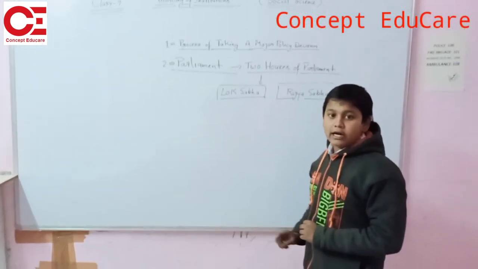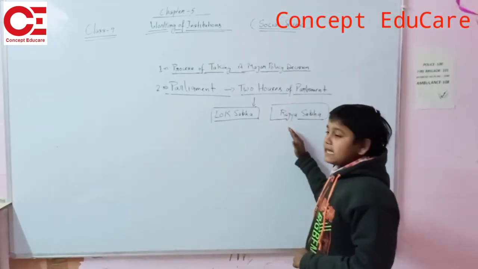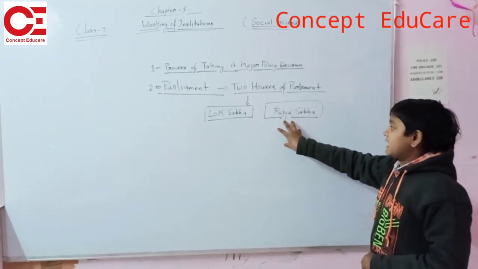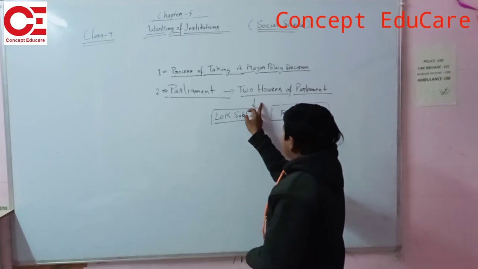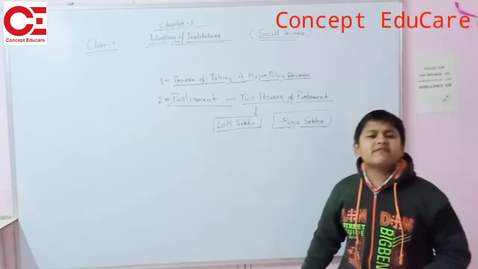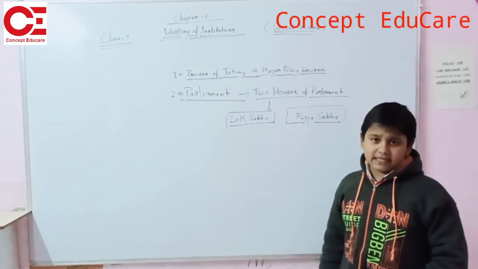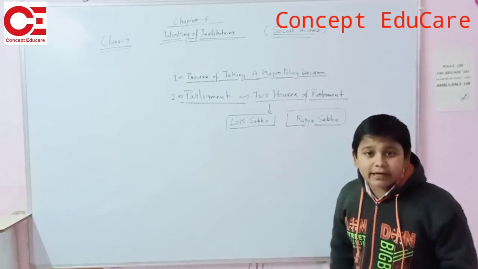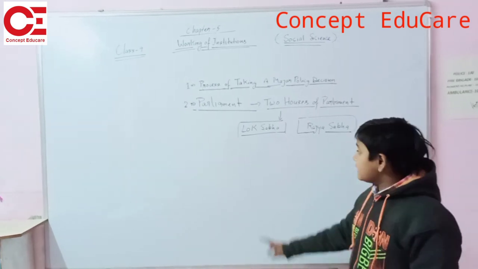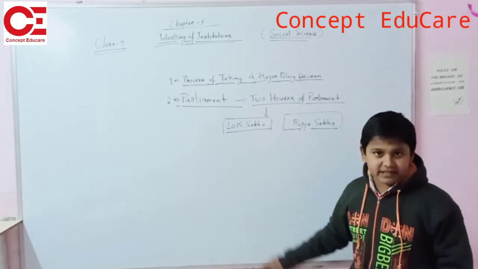Lok Sabha is also called the house of the people because it has more power than Rajya Sabha. And Rajya Sabha is also called the Council of the States. The members of Rajya Sabha are elected by the state legislatures. Lok Sabha has 545 seats, in which 543 are directly elected by the people, and 2 are Anglo-Indians, who are nominated by the president. The tenure of Lok Sabha is 5 years.